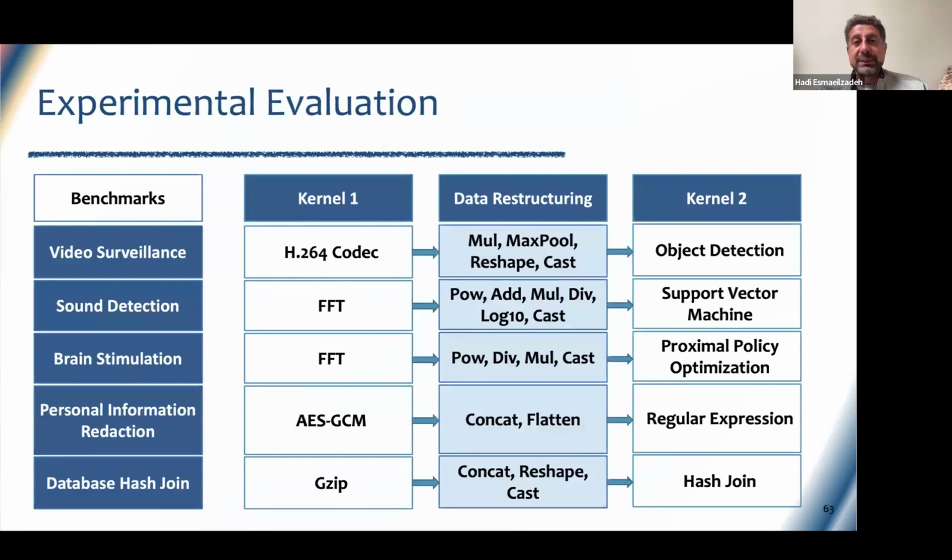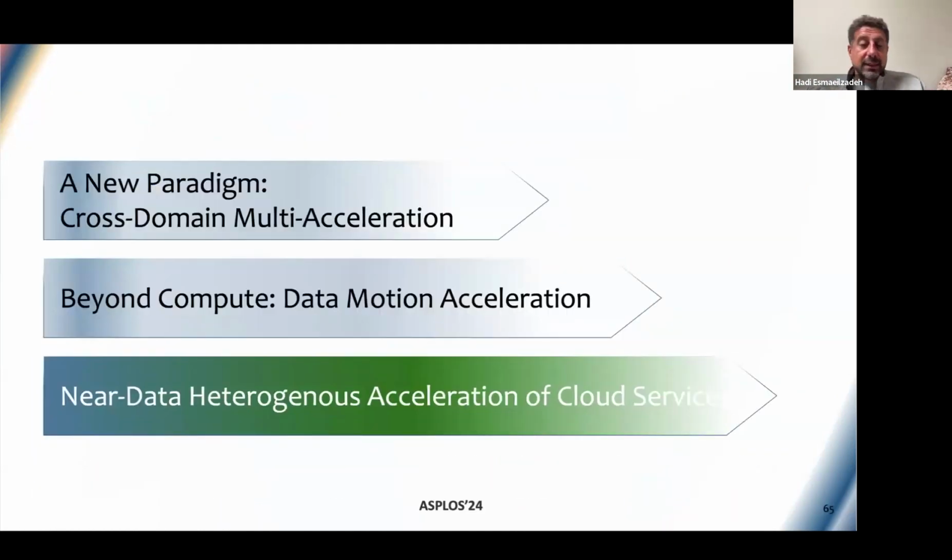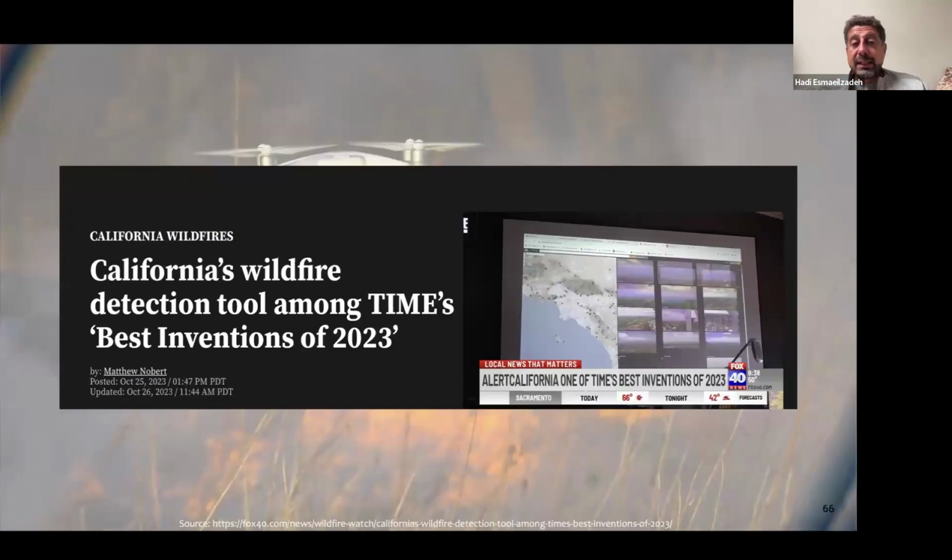The paper discusses different kernels that have multiple different applications that lend themselves to multi-acceleration. And as one of the other works that we have just published this year, again in ASPLOS, well, again, moving to the cloud end of the continuum: how can we do near-data heterogeneous acceleration even for cloud servers? Right now, serverless functions have become a prevalent model of computation. Even California wildfire detection uses drones to do some wildfire detection, but they rely on serverless computing.